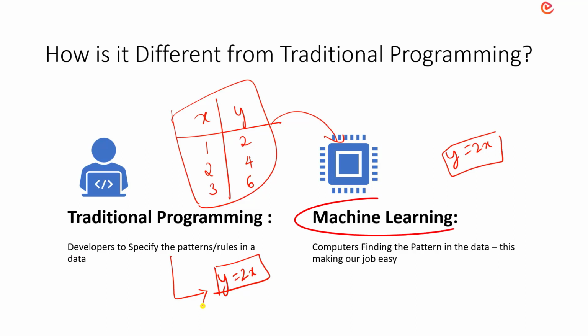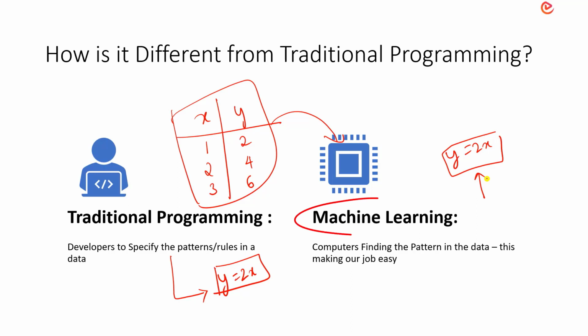But in machine learning, I just gave the data to my machine learning model, and it identified the pattern present in my input data. That's the best part about the machine learning approach. My computer itself is going to find a pattern in the data, so as a data scientist or developer, I don't have to specify the rules present in my data. I can just give my complex data, and my machine learning model is going to find a pattern in the data. So that's the advantage over the traditional programming approach.